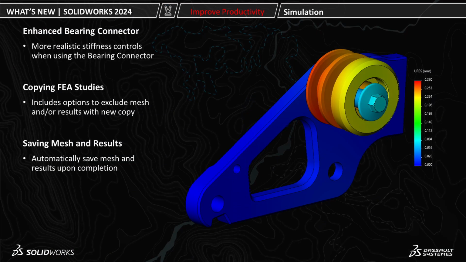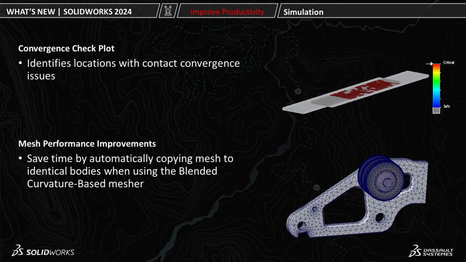In review, in SOLIDWORKS Simulation 2024, you now have enhanced and more realistic bearing connectors. You can define the default behavior for copying FEA studies, and you have the option to save mesh and results automatically after completing. For a couple of bonus enhancements not shown in the demonstration, you can now plot areas where there are issues with contact convergence. And you can automatically copy the mesh to identical bodies when using the blended curvature-based mesher.